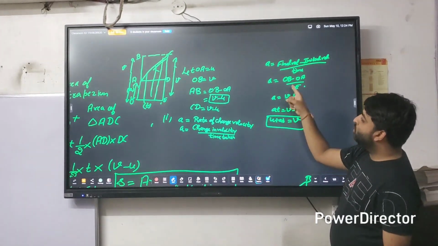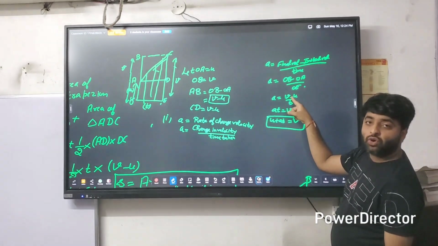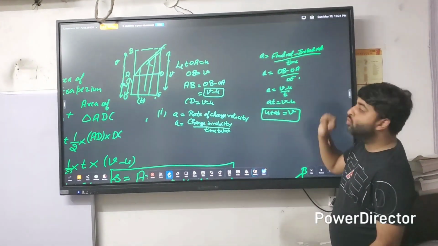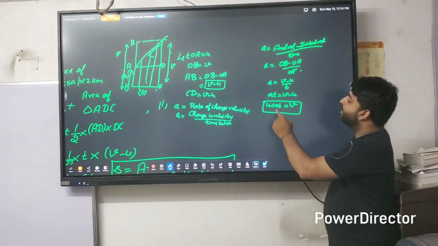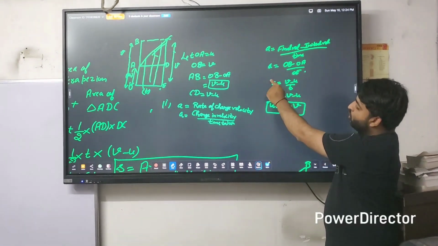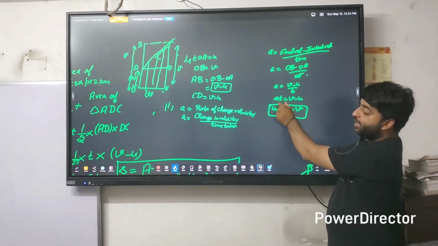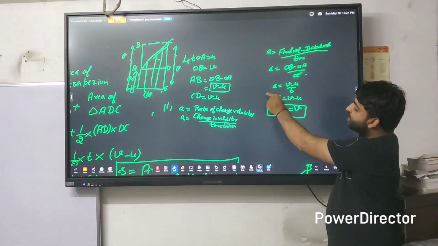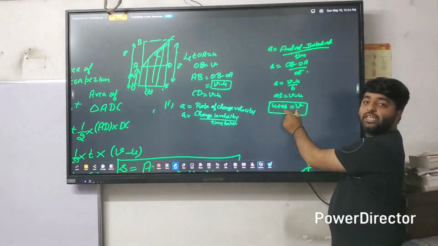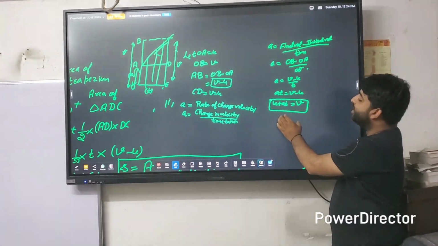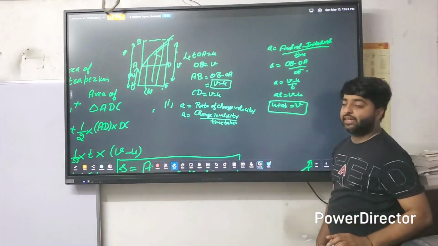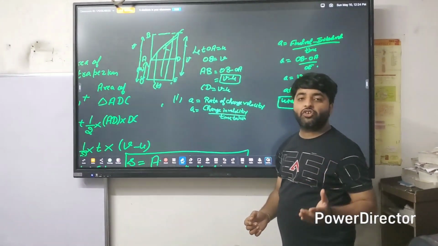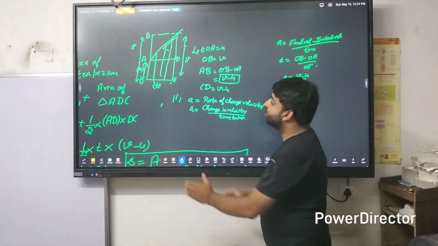So a is equal to OB, final velocity, so I can write v. OA is initial velocity, I can write u. And OE is time, t. This t goes there and multiplies by a. So we can write at is equal to v minus u. Minus u goes there and we get the first equation of motion, which is v is equal to u plus at. And with the help of this graph, you can also find the second equation of motion and third equation of motion.